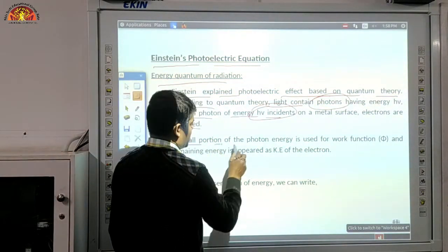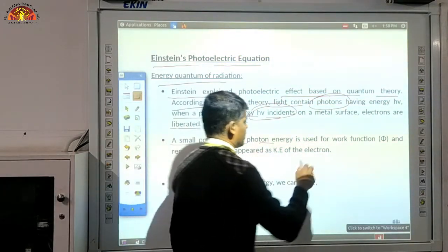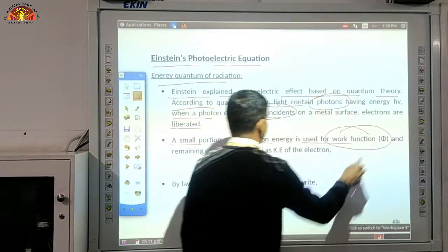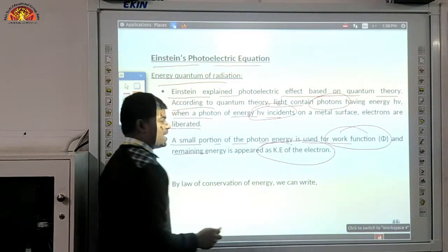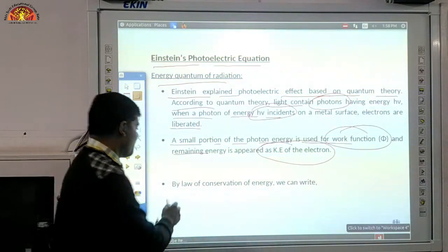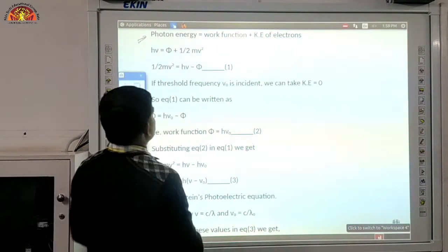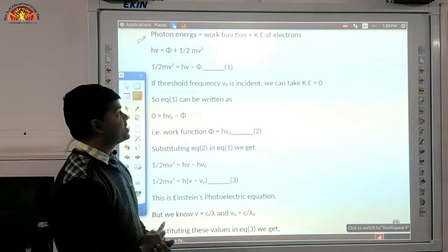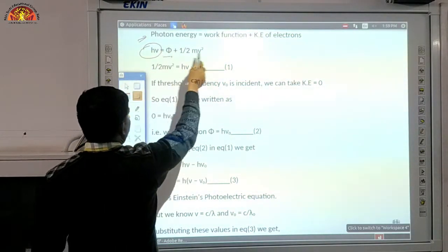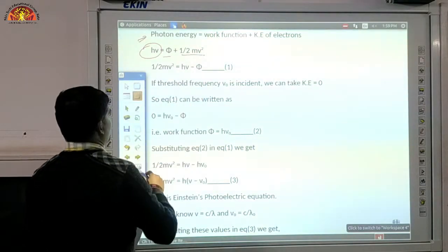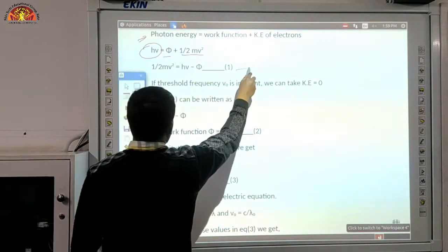A small portion of the photon's energy is used for the work function. जो छोटा सा पोर्शन होता है फोटोन एनर्जी का वो एक तो वर्क फंक्शन में यूज में आता है, और जो बाकी पोर्शन होता है बच्चों वो काइनेटिक एनर्जी ऑफ द इलेक्ट्रॉन्स में यूज में आ जाता है। बाय द लॉ ऑफ कंजर्वेशन ऑफ एनर्जी, photon energy is equal to work function plus the kinetic energy of electron. Now put the values. The photon energy denoted by h mu, work function is phi, kinetic energy is half mv square. It means half mv square equals h mu minus phi. This is the equation number 1.